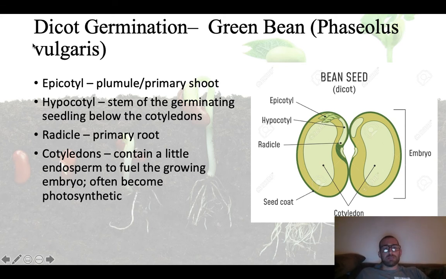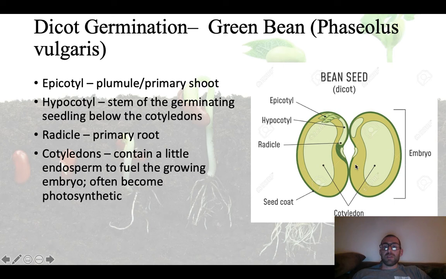Again, dicot: 2 cotyledons, 2 seed leaves. Our dicots include a lot of our vegetable crops, trees, and shrubs. Now, if we look at the dicot seed, it looks a little bit different. You don't see that big endosperm store. Instead, what takes up most of the room in our dicot seed are these 2 cotyledons, and these cotyledons contain a little bit of endosperm, so they're going to help power the growth of this embryo as it develops.